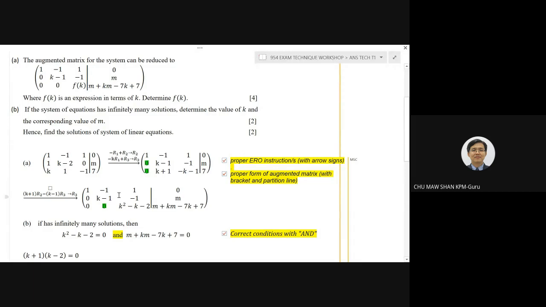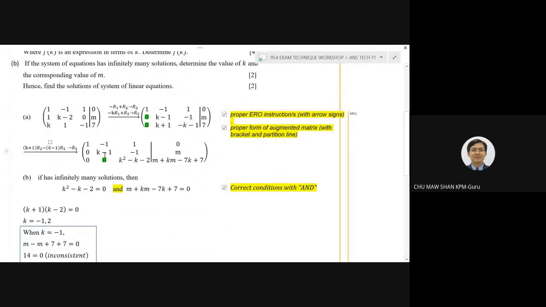And then come to the next step. This is the pivot now, k minus 1. Under the pivot, k minus 1, you make sure this is 0. So here we use a strategy, k tolak 1 darab k plus 1, tolak k plus 1 darab k minus 1. So then, only then they can eliminate themselves to give 0. By doing so, we already get this form.